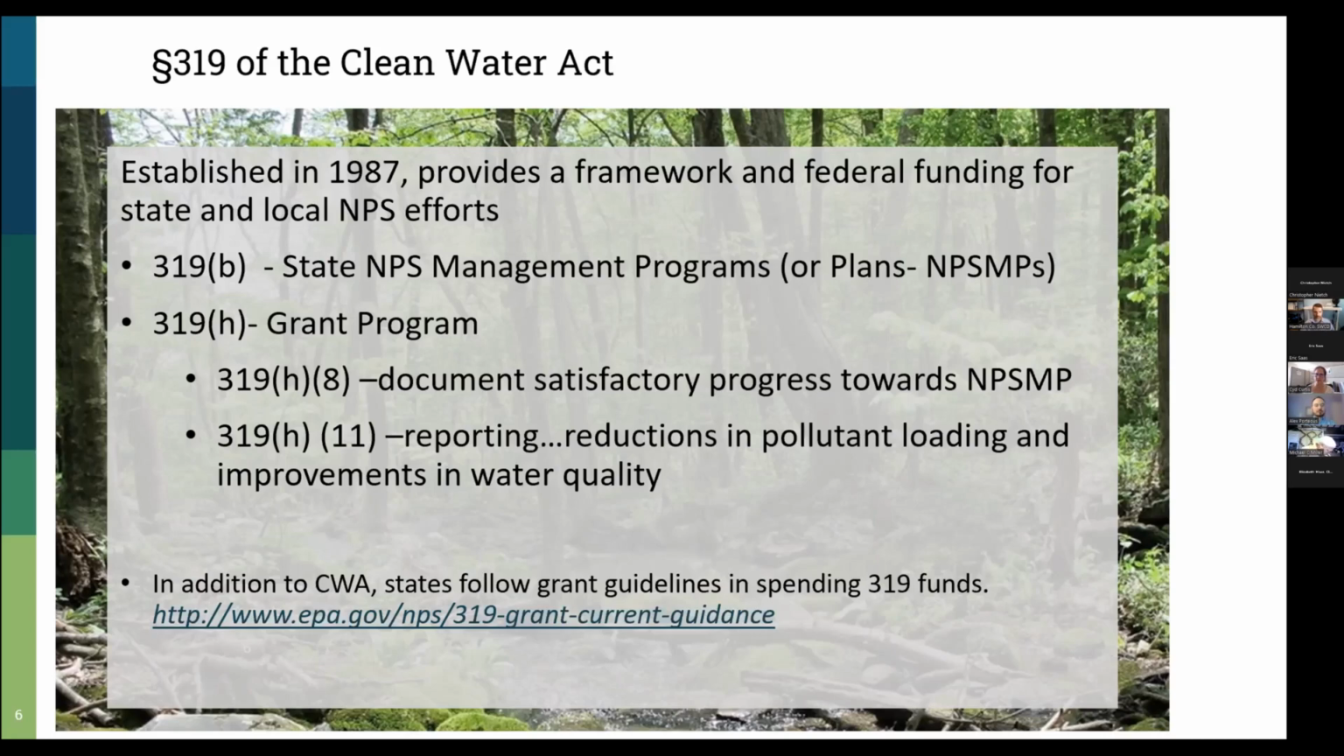A couple of important points that really lend themselves to the importance of reporting is that 319H8 requires that each year the state agency that's receiving the funds report on progress towards implementing their management plan. So if they're seeing non-point source challenges, they've laid out this strategy, they need to document that they're making progress in order to continue to receive 319 funds. And one place to help us make those determinations can be found in 319H11, which specifically calls out these annual reports, including it specifically mentions where possible to include reductions in pollutant loading and improvements in water quality. So I wanted to show you all the statutory underpinning on why these pieces are so important to our program.